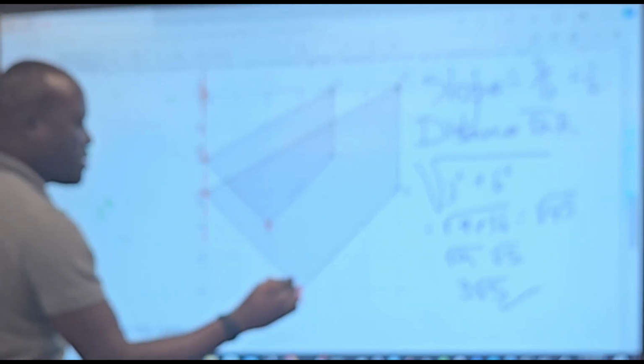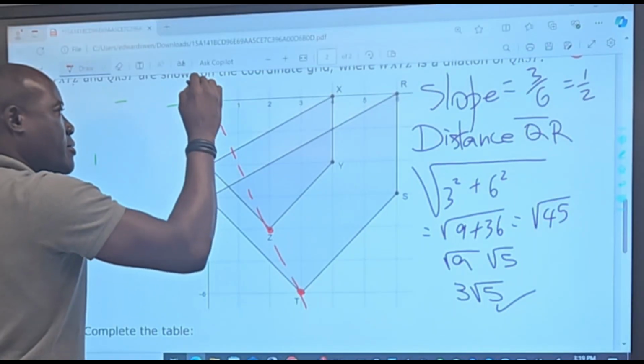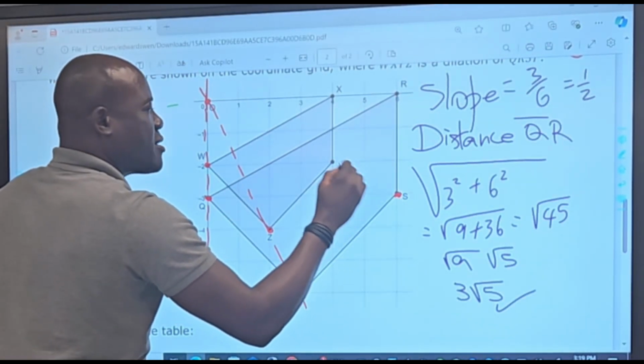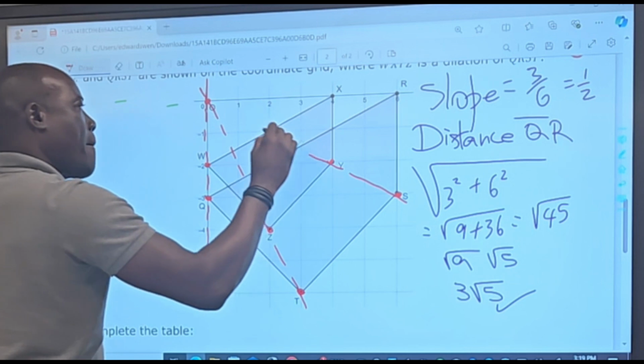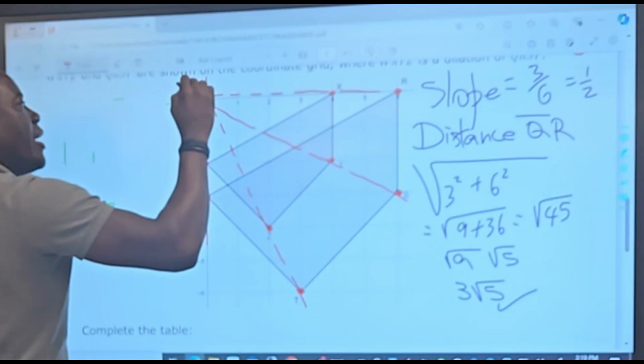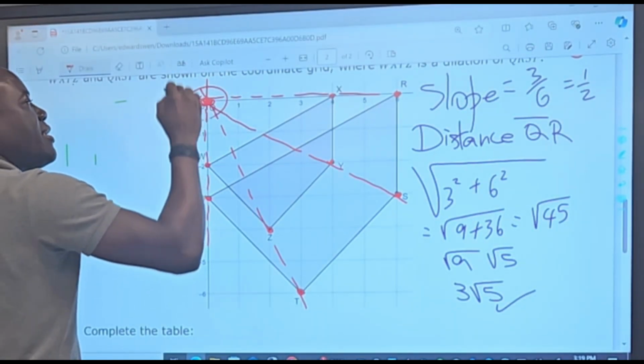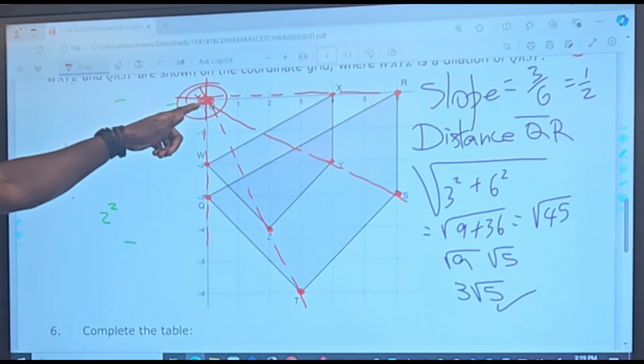T corresponds with Z, broken line to the center. S corresponds with Y, broken line to the center. R corresponds with X, broken line to the center. And we are seeing that. That's where our center is.